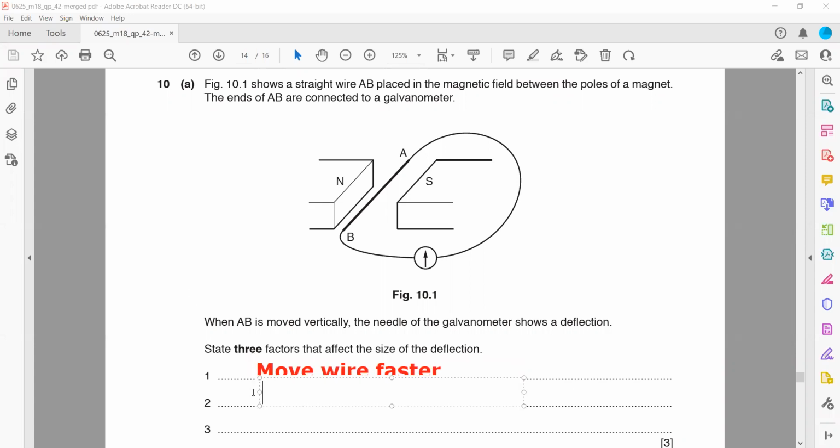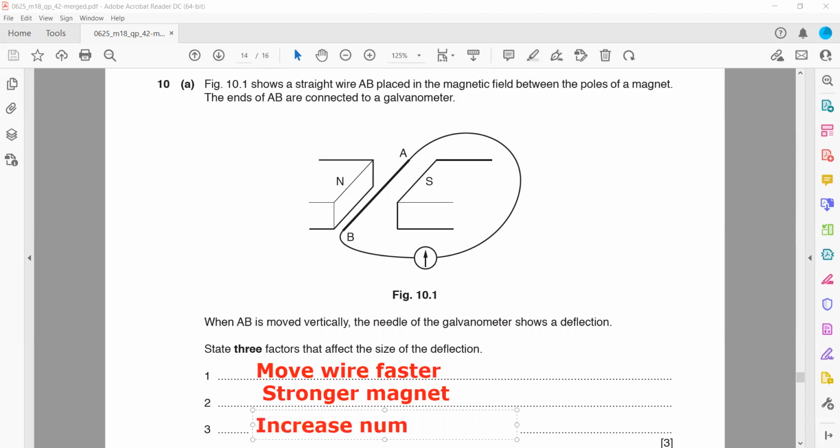Or we can use a stronger magnet. That is the second thing. Or what else can we use? We can increase the number of turns of the coil which we use, and that will also induce greater EMF.